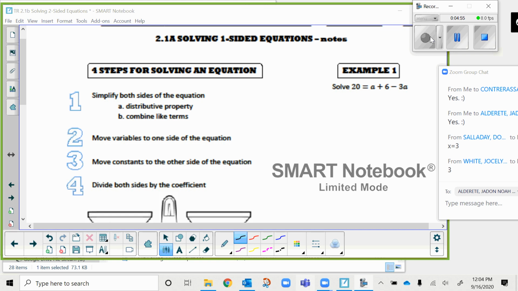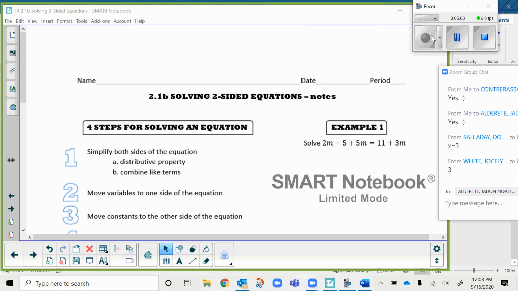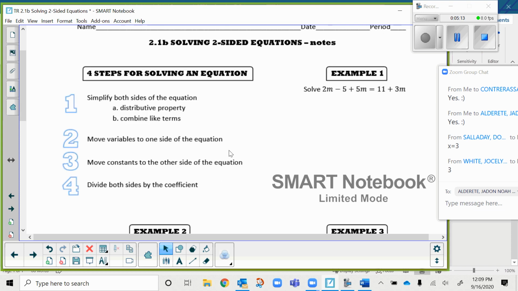Oh, this is the wrong one. This is Monday's notes. Good gosh, give me just a second. Okay, these are the correct notes. They do look just like Monday's notes because the steps are the same for today's lesson as Monday's. So we're just going to talk about the steps as we get started on the examples immediately.